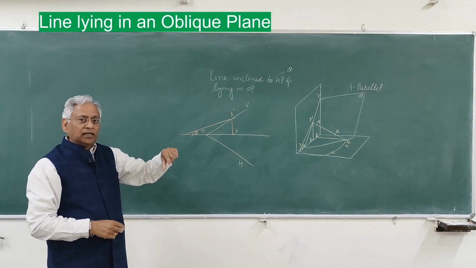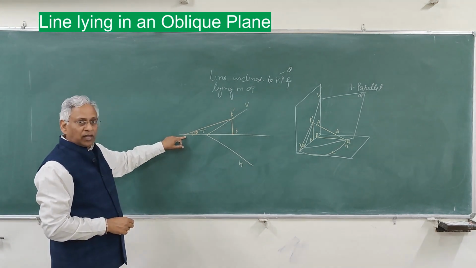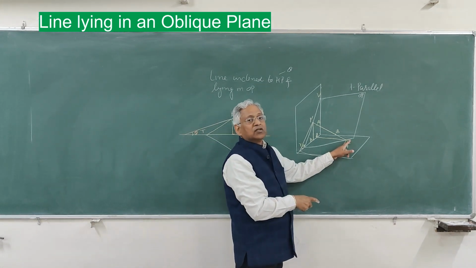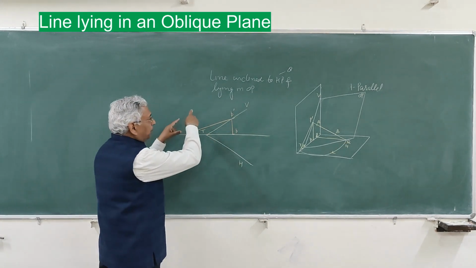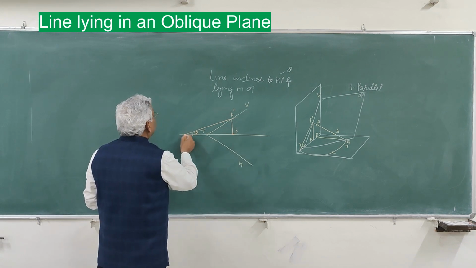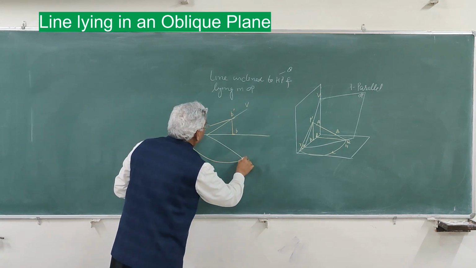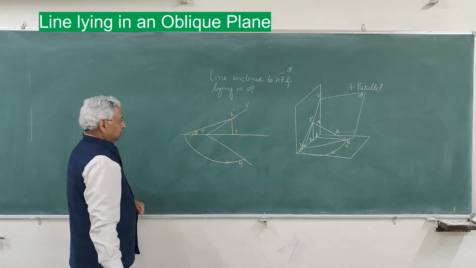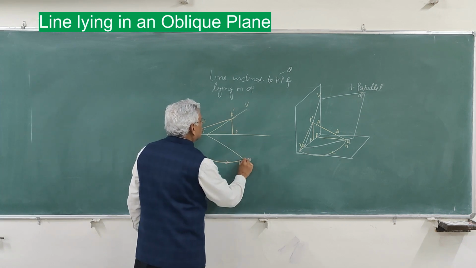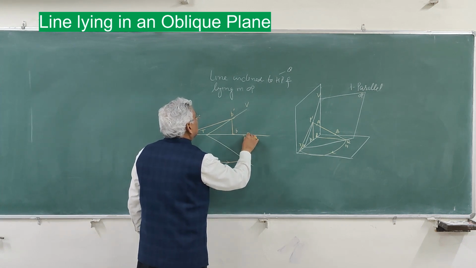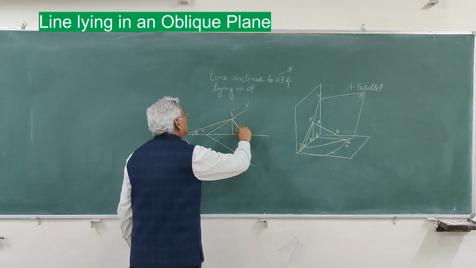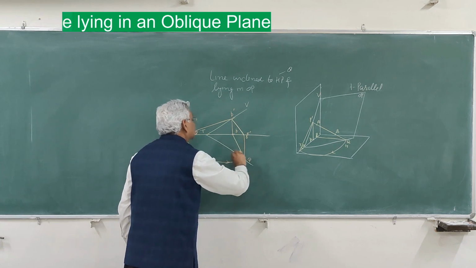Now Q is on the ground line, so plan and elevation both will be on the ground line. Now we rotate this point Q so that it goes back to the horizontal trace, so that the complete line will now be in the oblique plane. So from P as center and this distance, you rotate this line and bring it in. Okay. So this point is now Q, and its elevation will be Q dash. Now this is the elevation of the total line. This is the plan of the total line.